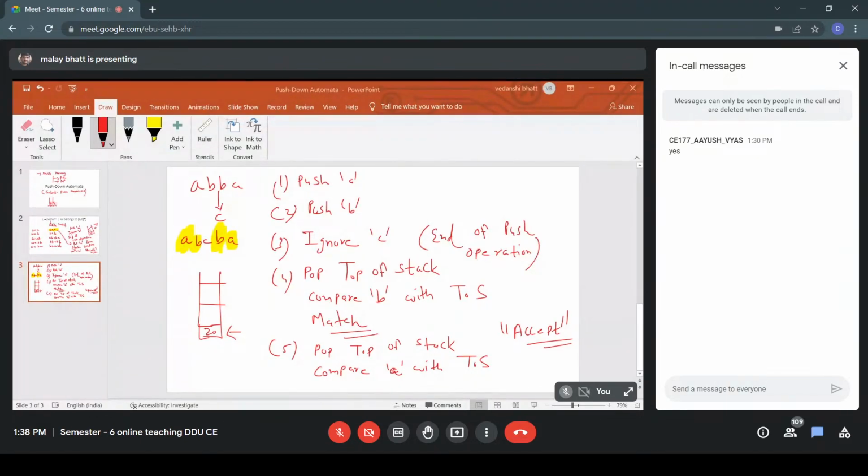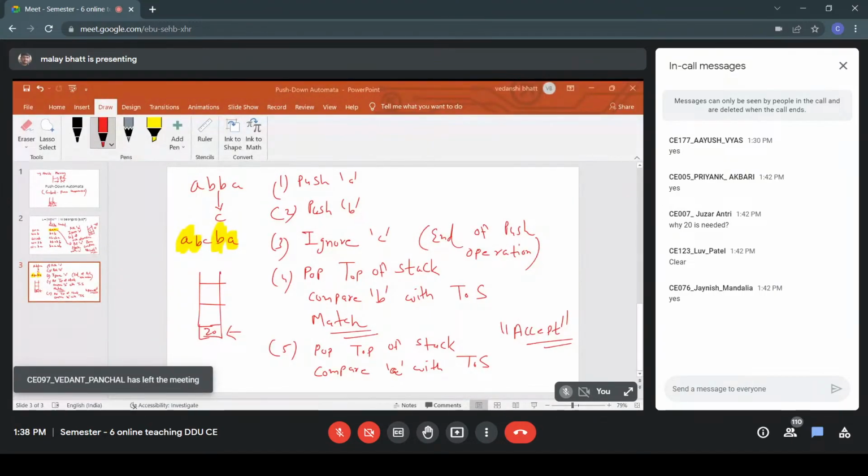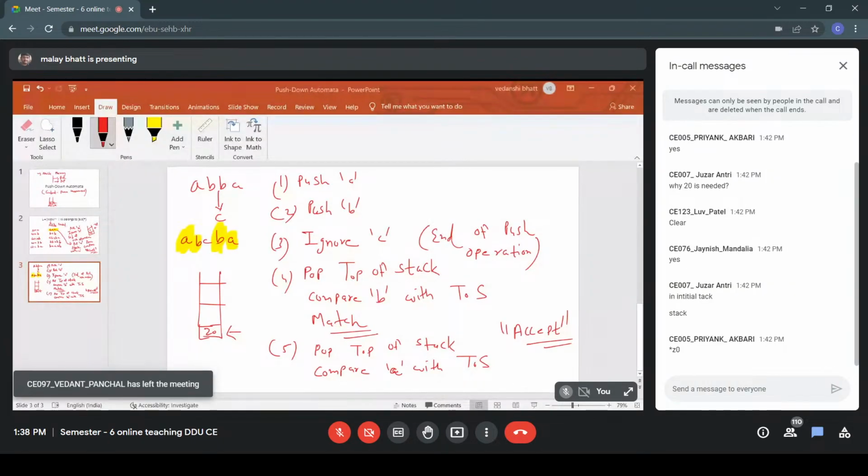Is this flow clear? Any query in this flow? Right? Are you getting this flow? What we have done here? Yes, why Z0 is needed? I'm not getting what is 20? What is this 20? What is your query? Okay, it is not 20.